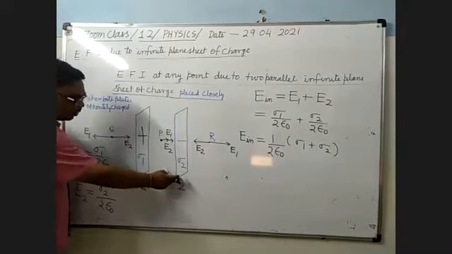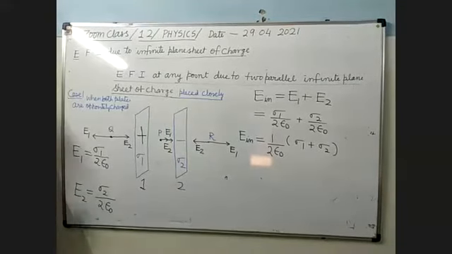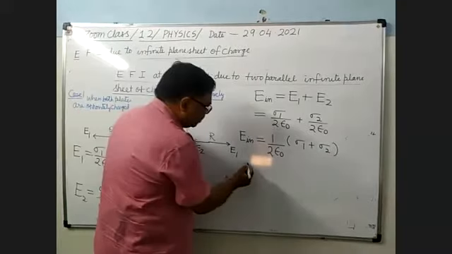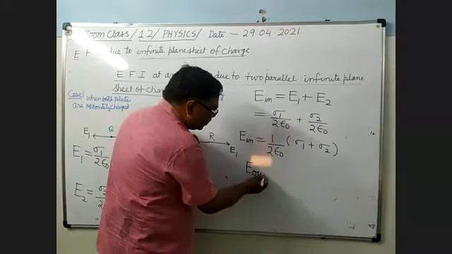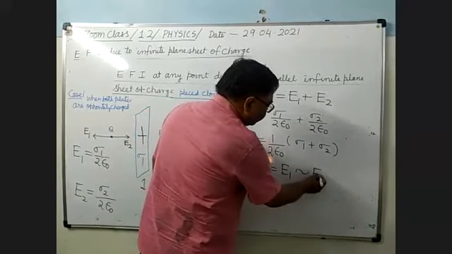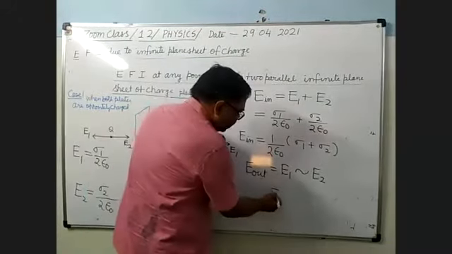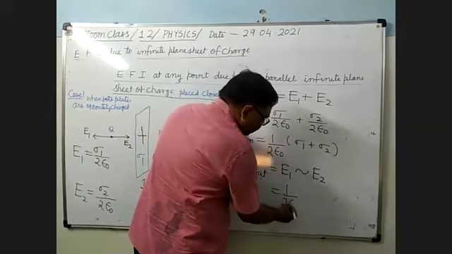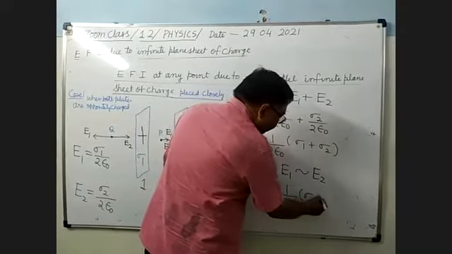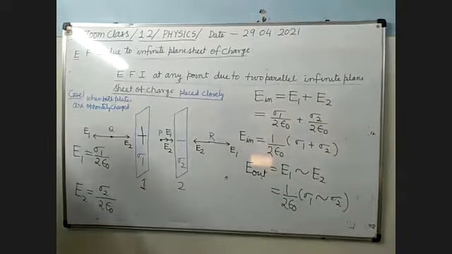Now similarly at an outside point you can see, because of the positive plate the field is away from the positive plate, and because of the negative plate it will be towards the negative plate. So at an outside point E1 and E2 both will be in opposite directions. So what will be E out? It will be E1 minus E2. When you substitute the values, you will get 1 upon 2 epsilon naught times sigma 1 minus sigma 2. So this is E out.